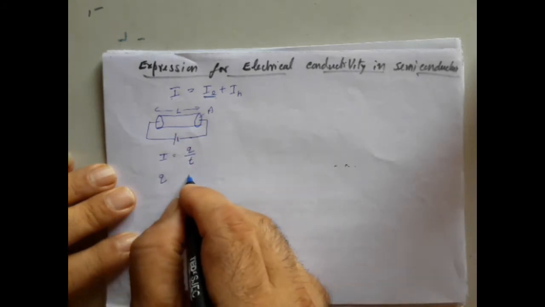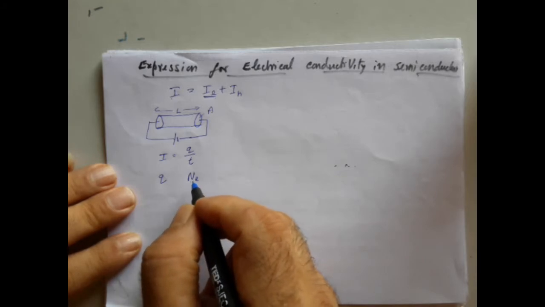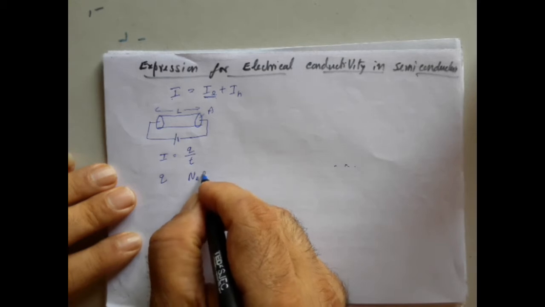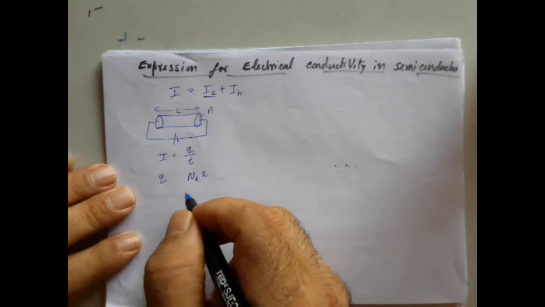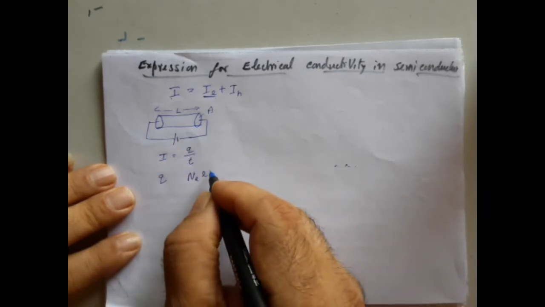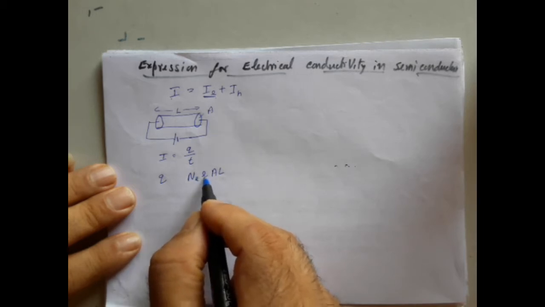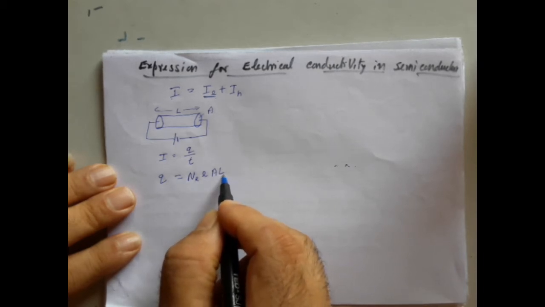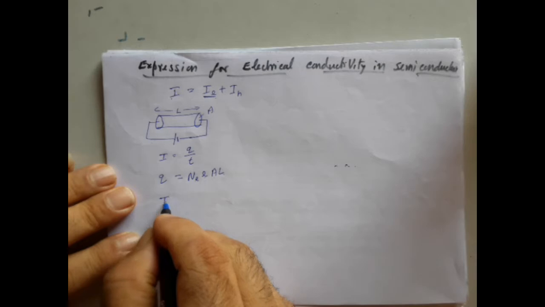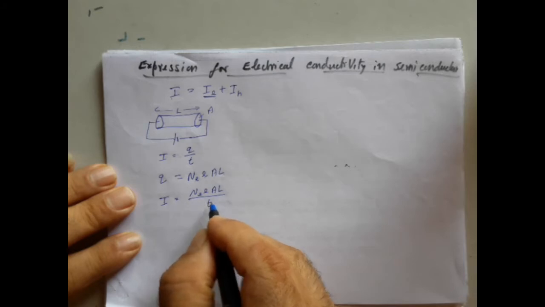Now, to understand that, consider Ne as the number of electrons per unit volume, and if you multiply by the electronic charge e, that will give you the total charge per unit volume. But this conductor has a volume V, which I can write as A into L. Therefore, the total charge that is going to be present is equal to Ne into e into A into L. That is the equation. Therefore, I can easily find out the current. Current is equal to Ne into e into A into L divided by t.